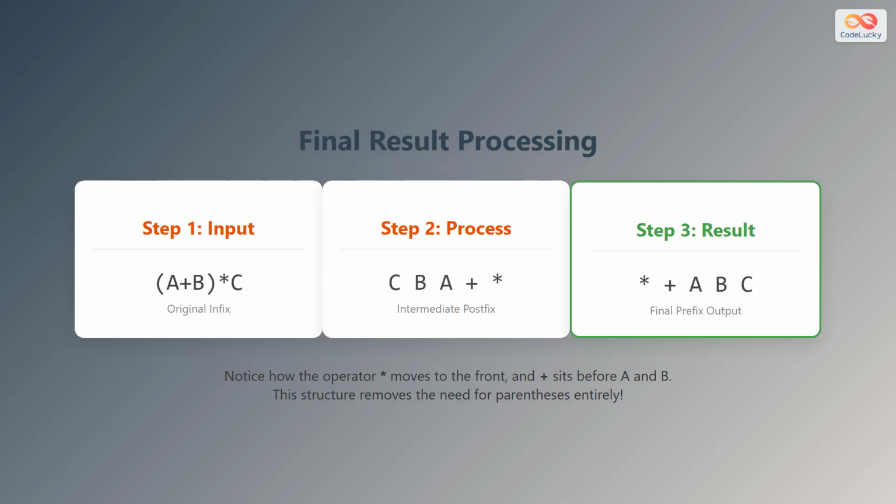Comparing the stages, we started with the infix a plus b multiplied by c. The intermediate step gave us c b a plus multiplied. Reversing that gives the final prefix, multiply plus a, b, c.